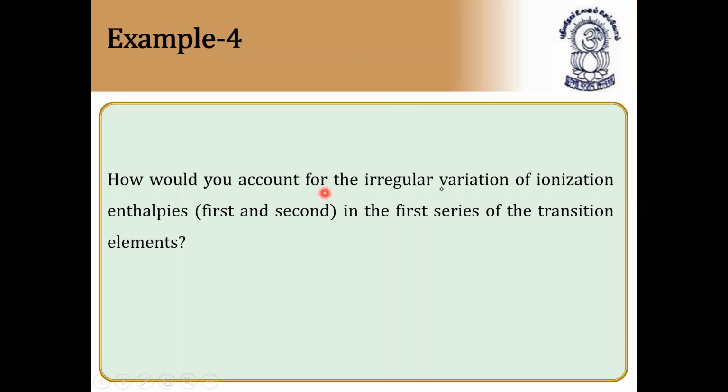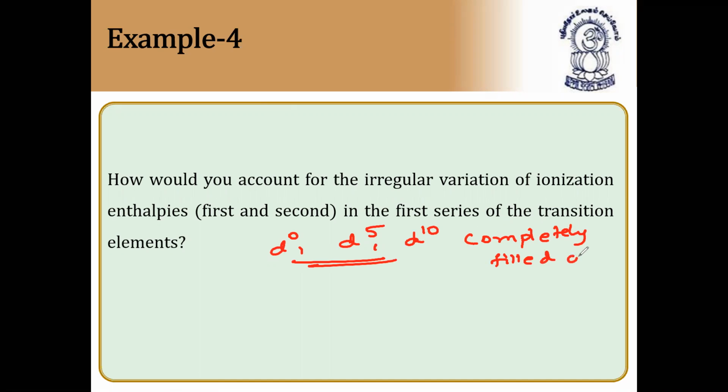How would you account for the irregular variation of ionization enthalpies, first and second, in the first series of the transition elements due to d0, d5, and d10 electrons? That is completely filled or half filled. That's why they have irregular ionization enthalpies for most of the elements.